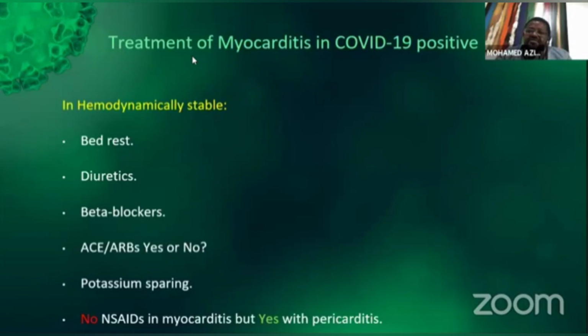If the patient is coming with pure myocarditis, there is no role for non-steroidal anti-inflammatory drugs, especially if the patient is very sick and in ICU and in heart failure. So we should avoid non-steroidal anti-inflammatory drugs in pure myocarditis. But if the patient has a combination of myopericarditis or pure pericarditis, we can use non-steroidal anti-inflammatory drugs. Next slide, please.